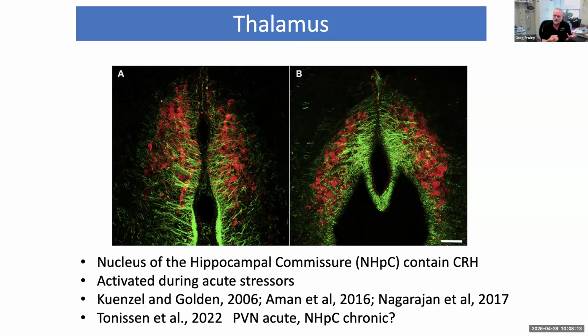How do CRH and AVT differentially regulate the stress response? We don't entirely know. There are studies from Wayne's lab and some studies out of my lab that suggest that the CRH in the NHPC is more related to a chronic control over stress, whereas the PVN is more related to an acute response, where the NHPC maintains and is related to the chronic response.